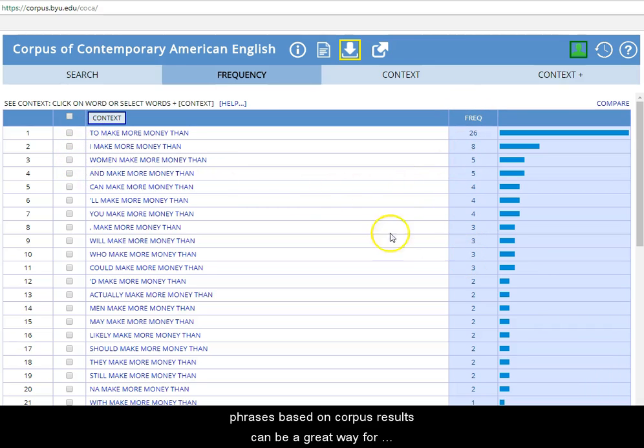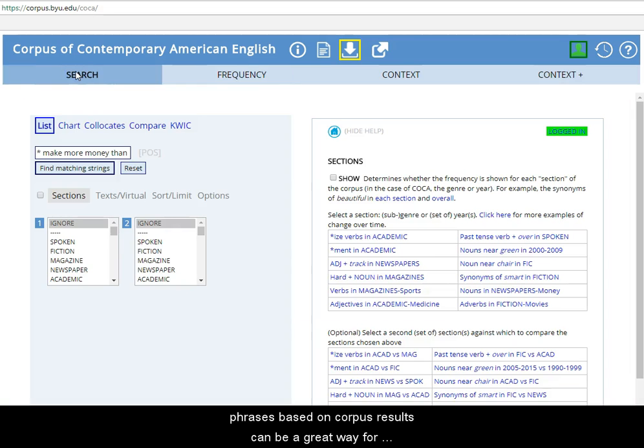This learner-driven building of phrases based on corpus results can be a great way for learners to think critically about their language choices. In this video, I've introduced a variety of ways we can use COCA's list search to explore language as instructors, to create lessons and materials, in addition to tasks learners can complete to explore naturally occurring language somewhat independently.